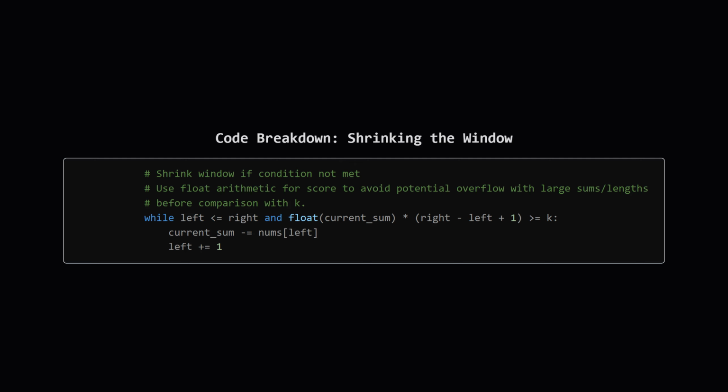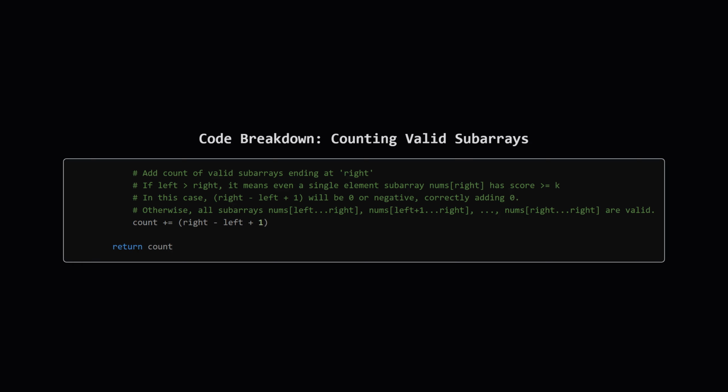The condition left less than or equal to right ensures we don't move left past right. Once the while loop finishes, we know that the current window defined by left to right has a score strictly less than k. As we figured out earlier, this means all subarrays ending at right and starting anywhere from left to right are also valid. The number of such subarrays is right minus left plus 1, so we add this number to our total count. This happens for every position of right. After the for loop finishes processing all possible right endpoints, the final count holds the answer, which we return.